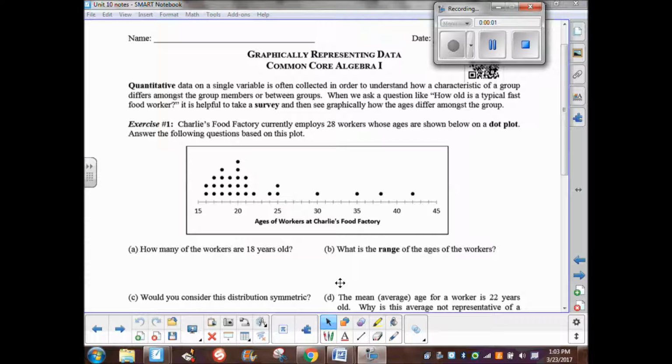Okay. Lesson 1, graphically representing data. So the thing with statistics is, if you've got a list of numbers, whatever you're looking at, if you can take those numbers and put them into some kind of a graph, you can make interpretations from there. Okay? You can see things better when you're looking at a picture rather than just a list of numbers. So we're going to spend our time on quantitative data in a single variable for right now.